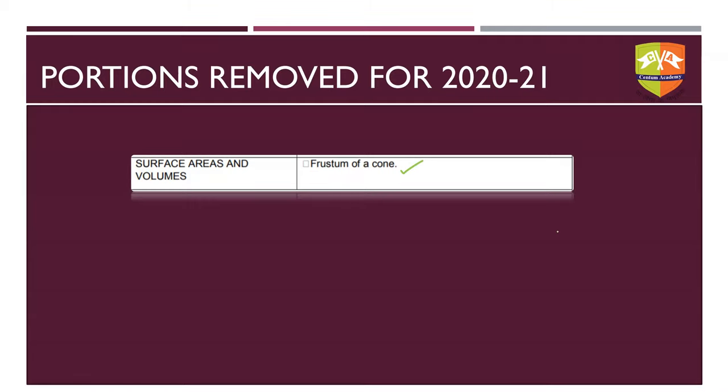Frustum of a cone, right? So fortunately, unfortunately, that has been removed. So now you don't need to pay attention to those questions. So there will not be any question like there is a cone and there is a plane through which you are cutting the cone. Like that, you have cut the cone, so you get a frustum, a bucket kind of structure. So that is taken away, so that's not there.